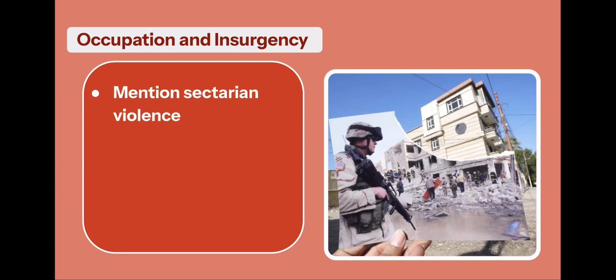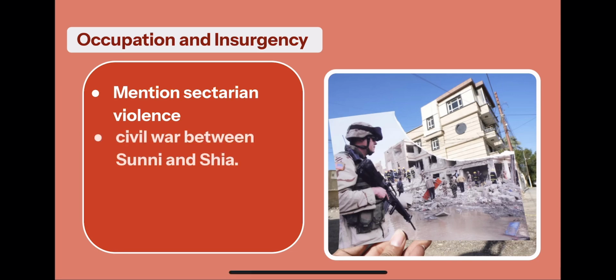After Saddam was gone, Iraq didn't stabilize. In fact, things got worse. With no real government in place, the country fell deep into sectarian violence. Sunni and Shia Muslims, who had long-standing tensions, began turning on each other. This escalated into a brutal civil war, with frequent bombings and killings.